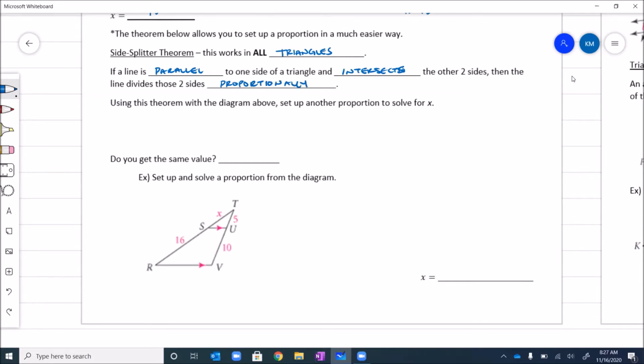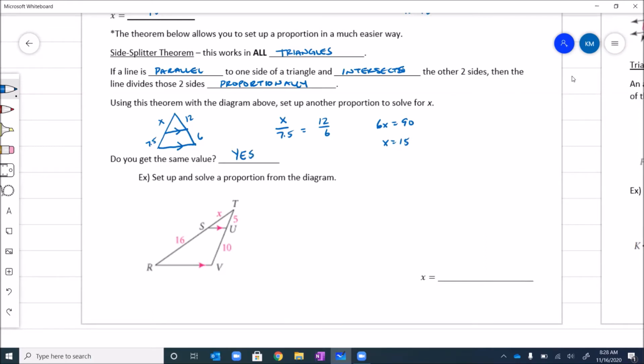Proportional and proportionally, all those words are important when we're talking about similarity. So as we look at our diagram again, I'll just redraw it here so I don't have to scroll up. These two lines are parallel to each other and intersect the other two sides; this is x and this is 7.5, this is 12 and this is 6. What our side splitter theorem says is that this splits the sides proportionally, so we don't have to redraw the triangles. We can just say x over 7.5 is in the same proportion as 12 over 6. Cross multiply, 6x equals 90, divide by 6, x equals 15. So do you get the same value? Yes, and a little bit easier too.